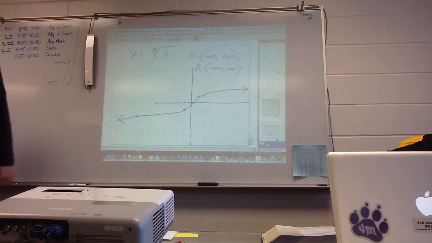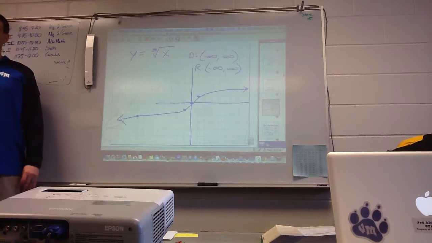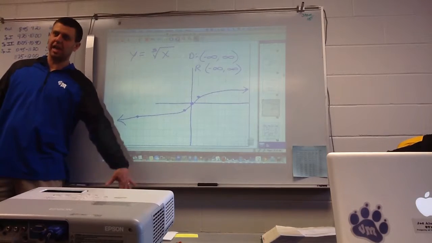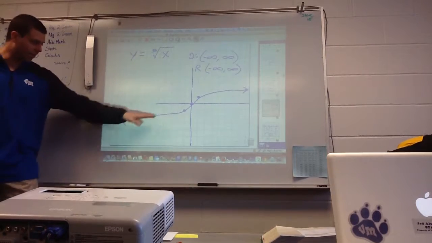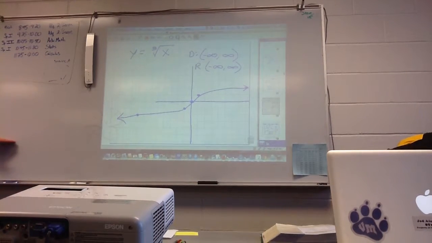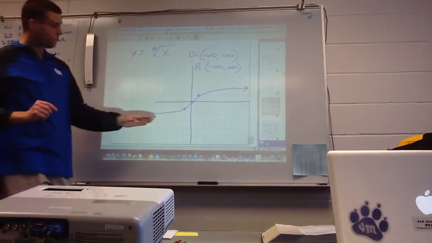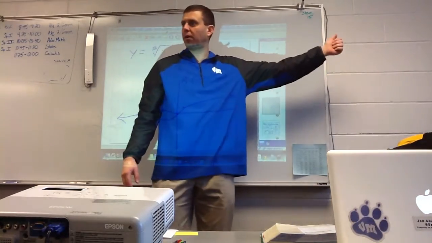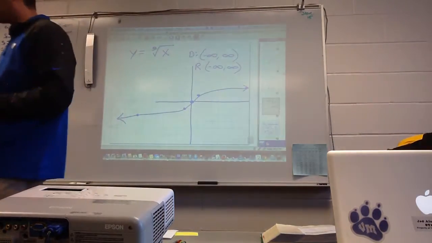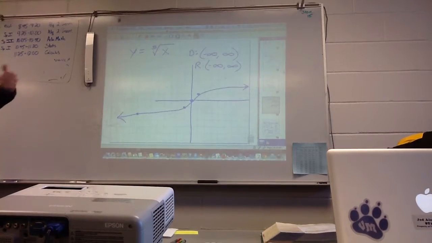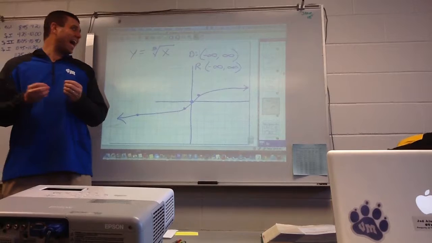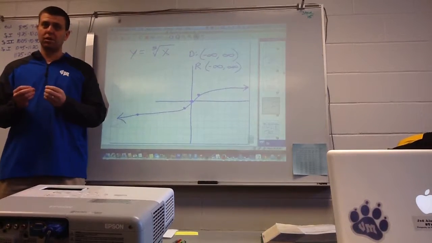The y values are also negative infinity to positive infinity, because does this graph go down to negative infinity forever? Yes, it's slowly going down, but it's going down. Does it go up to positive infinity forever? Yes, it does, slowly. Even out at 64, it's only up to 4, but it'll keep going, because numbers keep going. So the domain and range of odd roots will always be this.